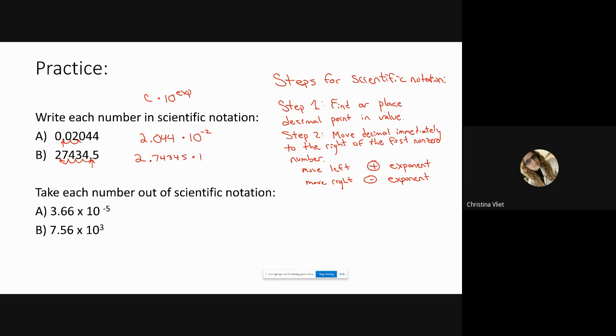And then you do times 10. Is my exponent positive or negative? Positive. And how many times did I move my decimal? 4. So it's positive 4. That's it.